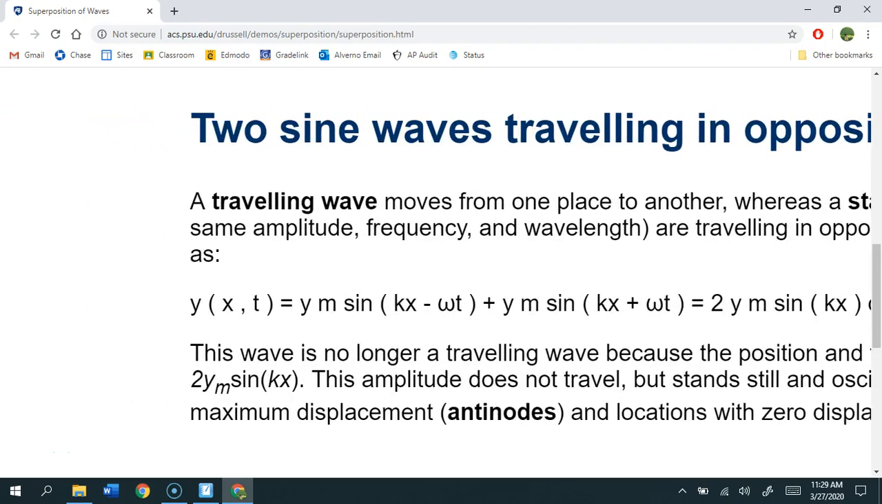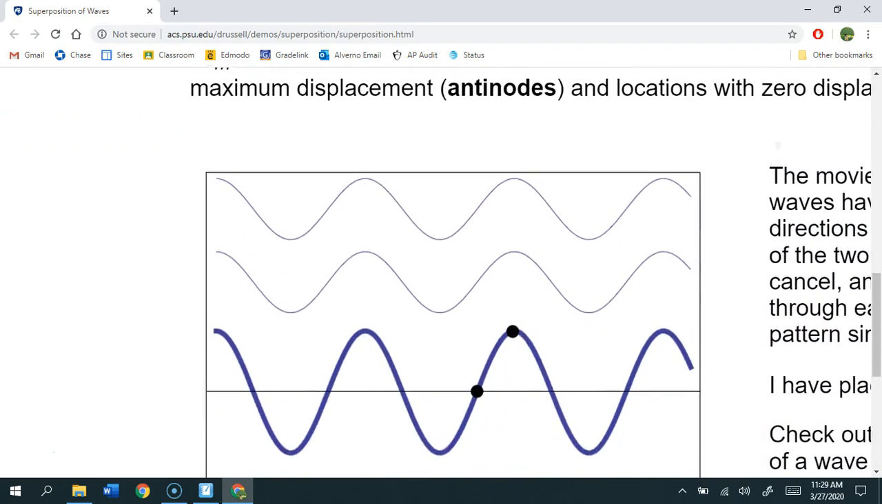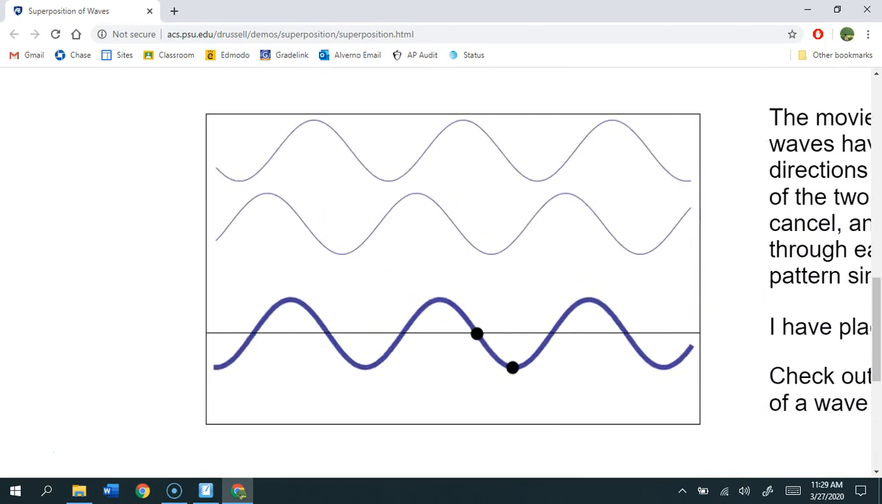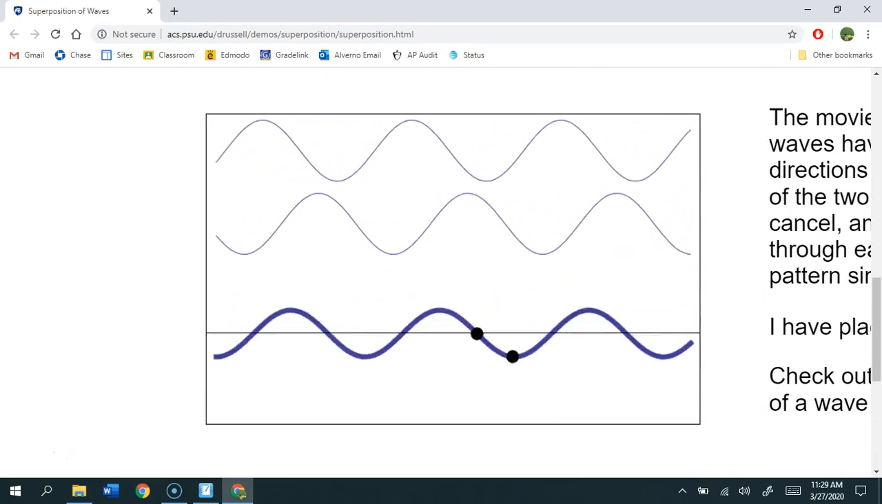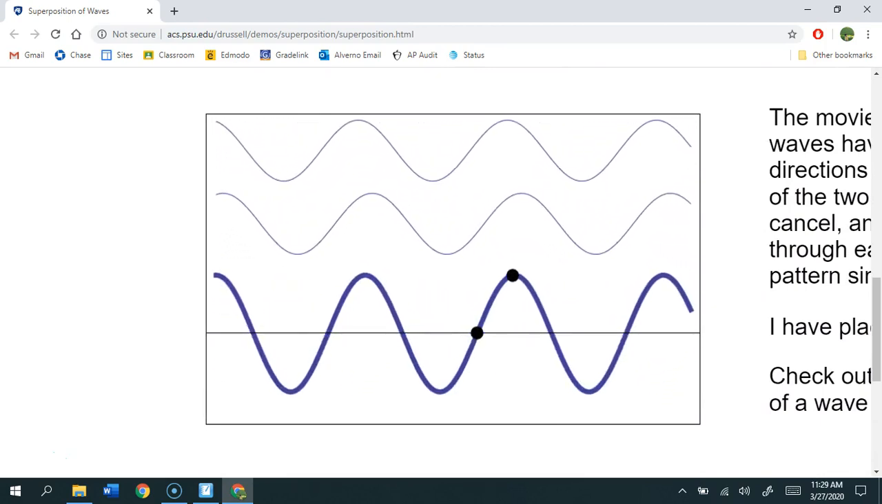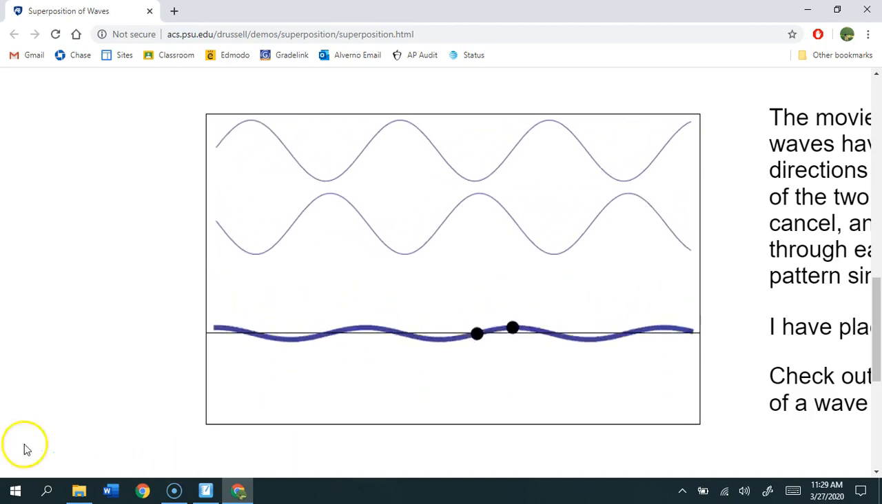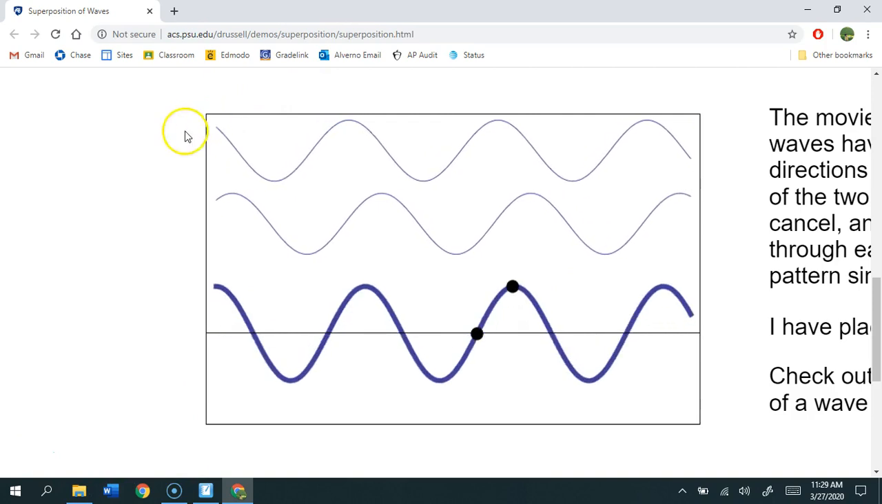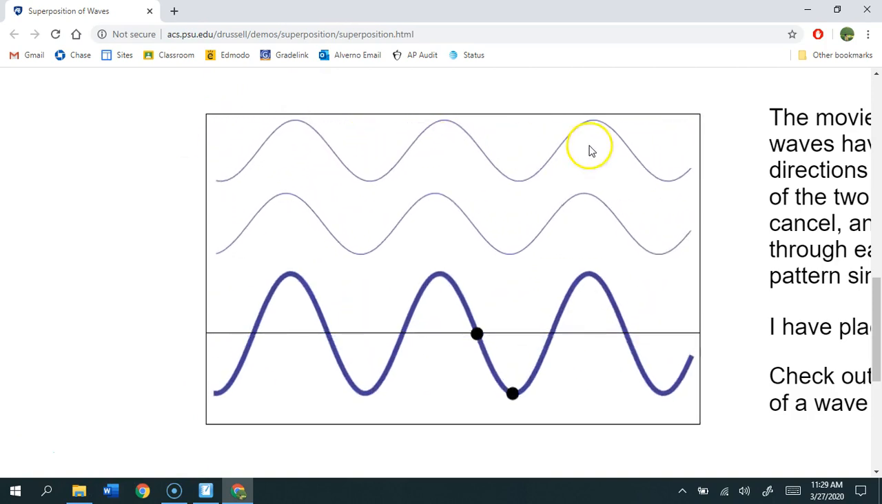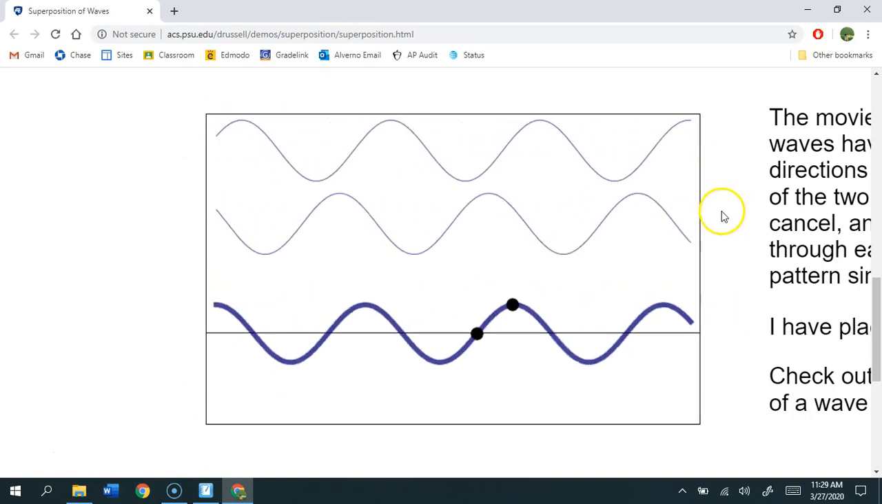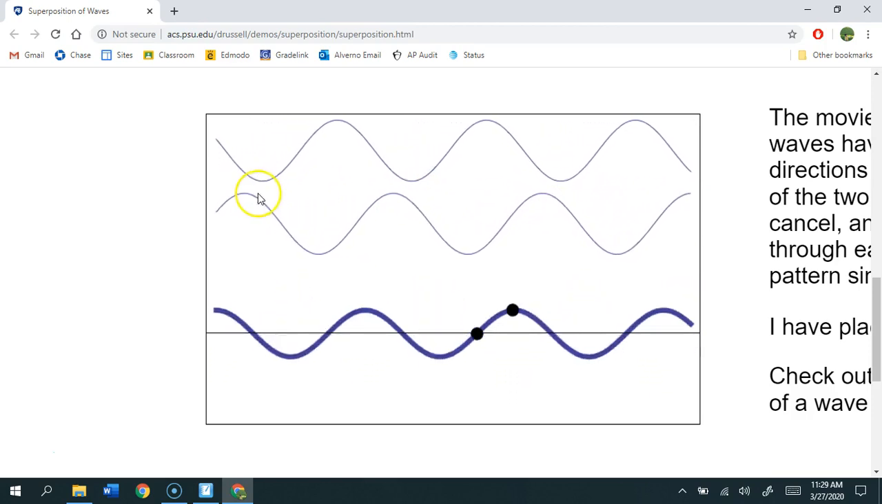All right, what would that look like? Well, here it is. Now, instead of one wave being still and the other wave moving along in a certain direction, here you have the top wave. Let's call that wave number one. The wave on the top is moving towards the right. The wave in the middle is moving towards the left.